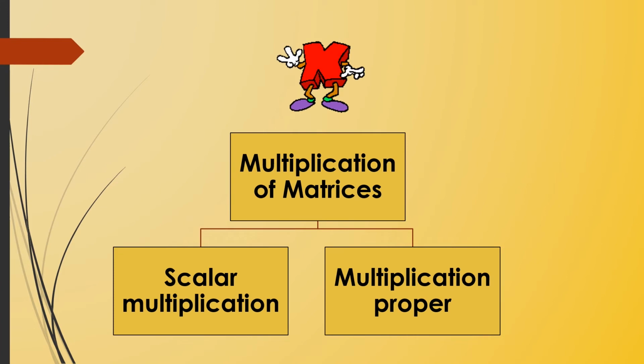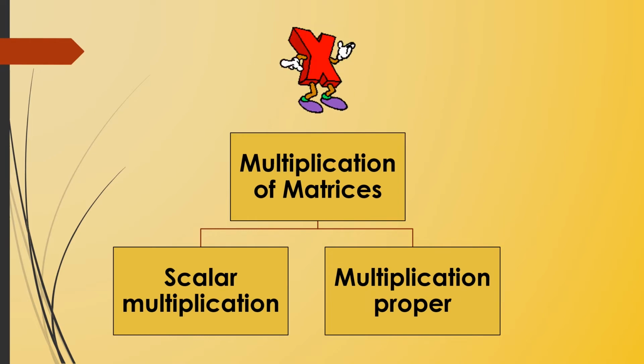Multiplication of matrices. There can be two types of multiplication with matrices. They are scalar multiplication and multiplication proper. Scalar multiplication: when each element of a matrix is multiplied by a constant called a scalar, it is called scalar multiplication. Scalar multiplication is distributive over addition.